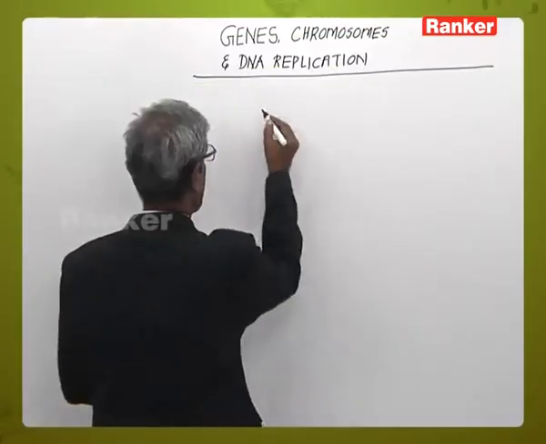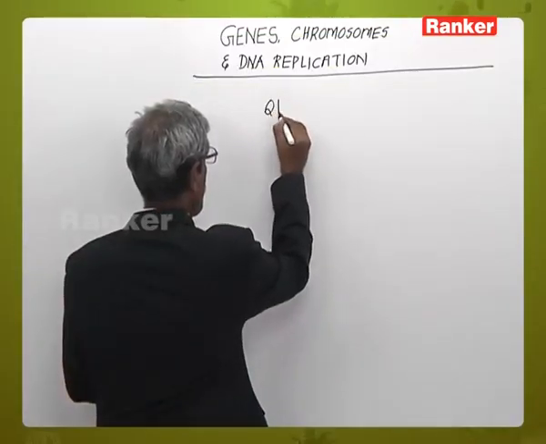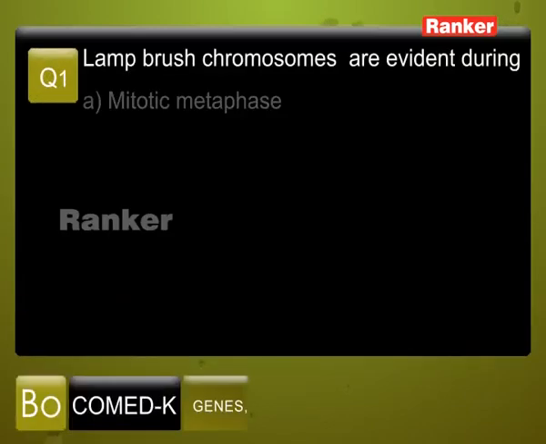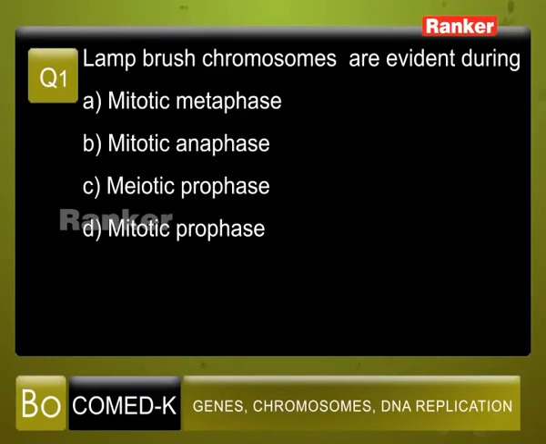Go to question number 1. Lampbrush chromosomes are evident during A. Mitotic metaphase, B. Mitotic anaphase, C. Meiotic prophase, D. Mitotic prophase.